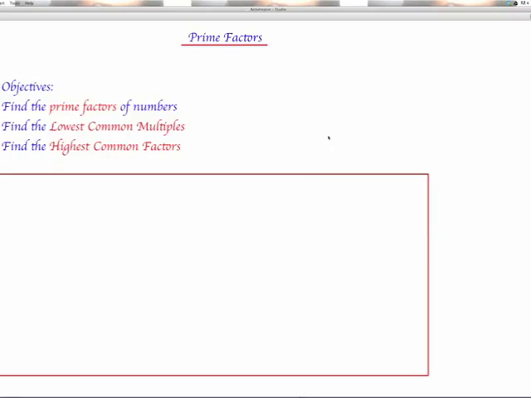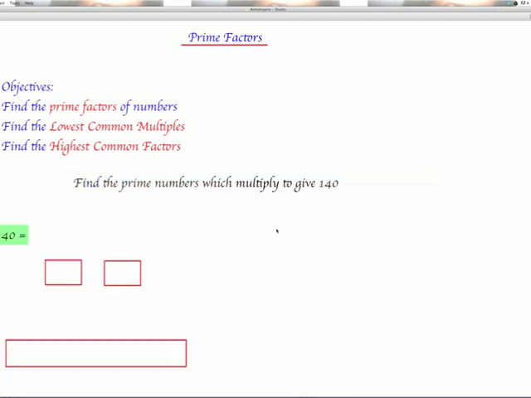This lesson we're going to be looking at prime factors, and by the end of the lesson we'll be able to find the prime factors of numbers, be able to find the lowest common multiples and also the highest common factors. So to start off with, we want to find the prime numbers which multiply to give 140.